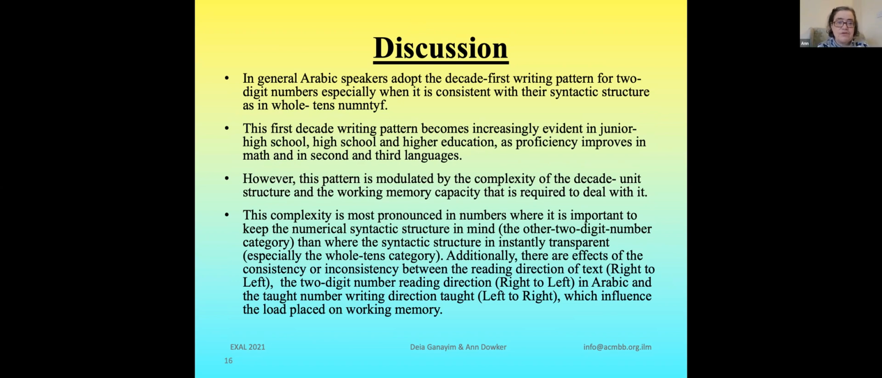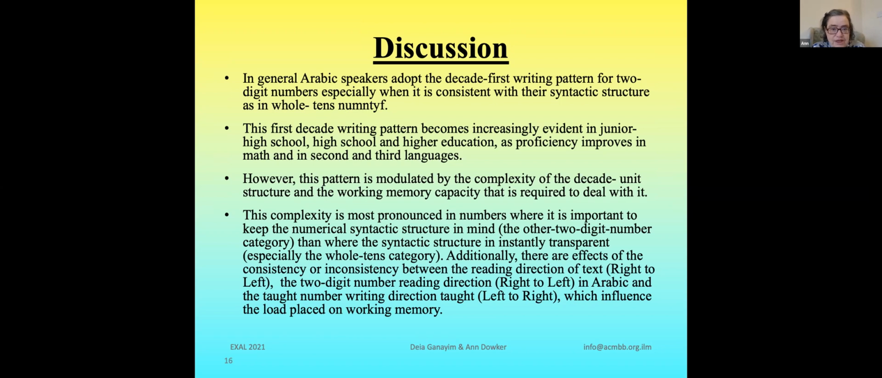So in general, Arabic speakers adopt the decade first writing pattern for two-digit numbers, especially when it's consistent with their syntactic structure, as in whole tens numbers. This writing pattern increases as proficiency improves in mathematics and in second and third languages, i.e. Hebrew and English in this case. But this pattern is modulated by the complexity of the decade unit structure and presumably by the working memory capacity that's required to deal with it.